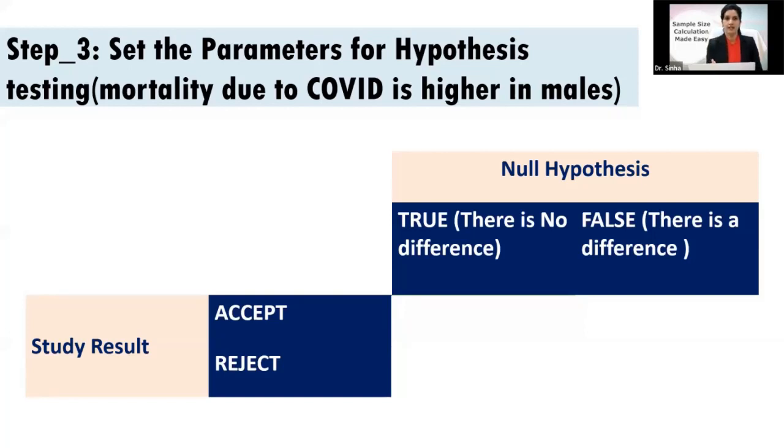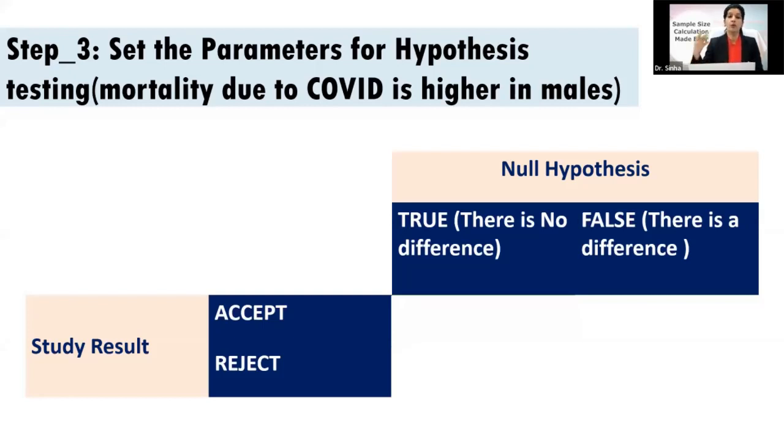In this case, the null hypothesis always says that there is no difference between the two groups. Like in this case, if my hypothesis is that mortality due to COVID is higher in males as compared to females, I'll compare the mortality in males and the mortality in females, and I'm saying that mortality is high in one group. So the null hypothesis would be that there is no difference.